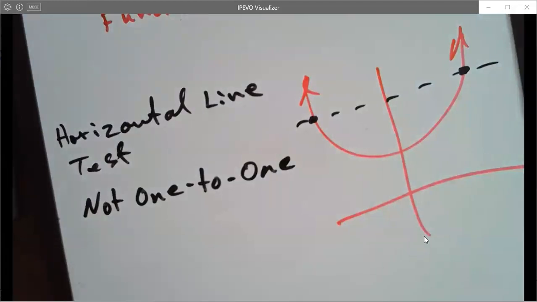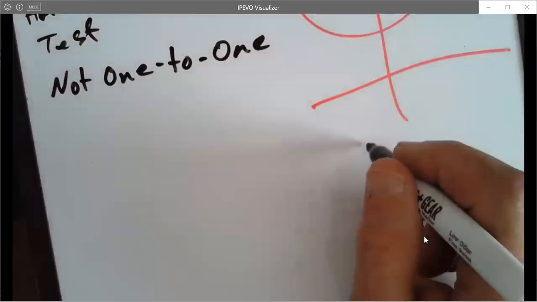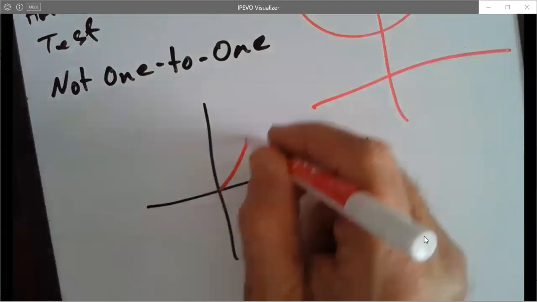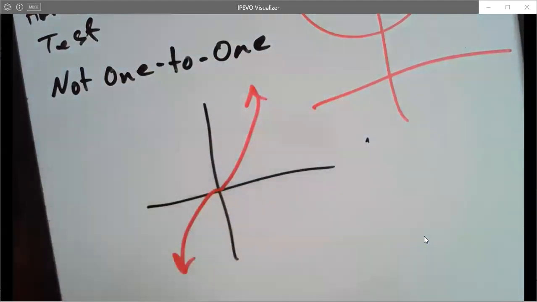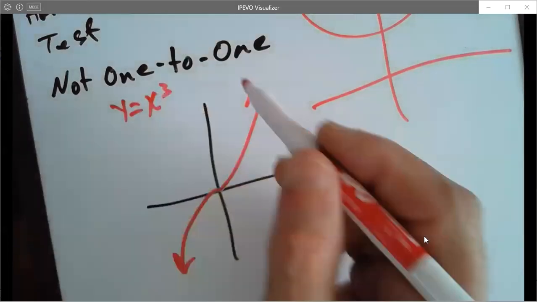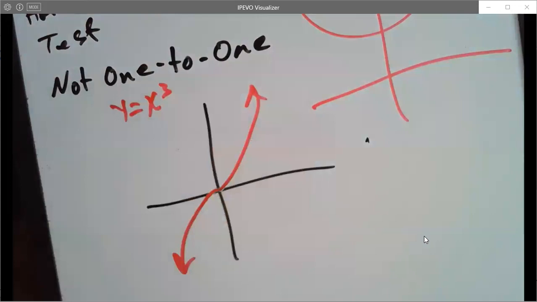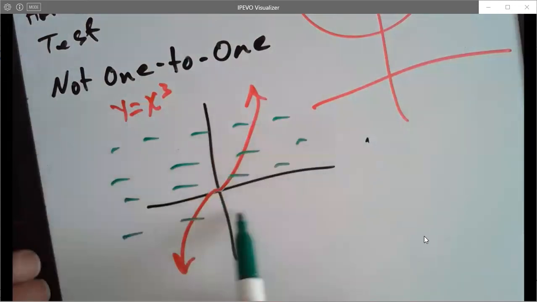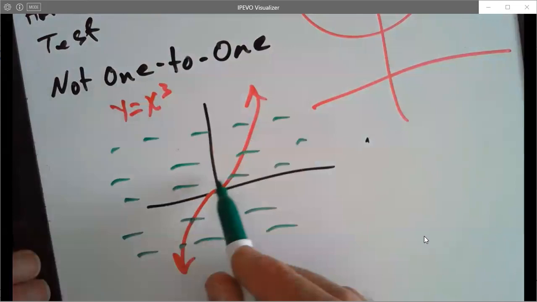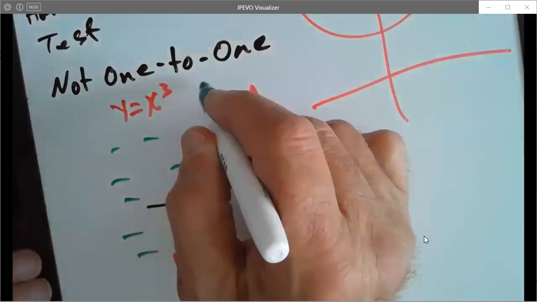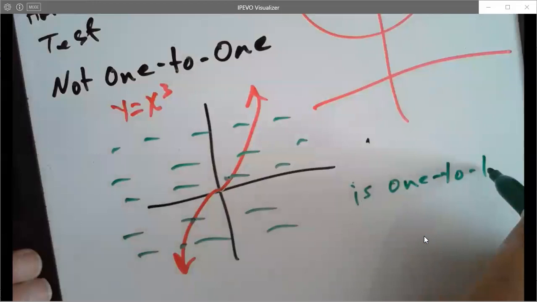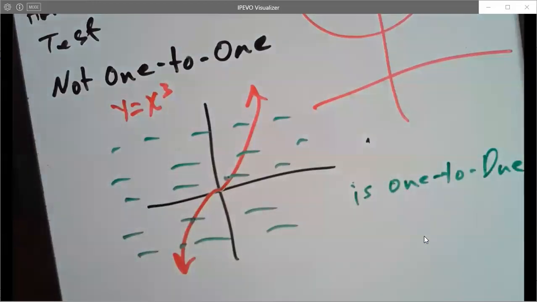Well, what does a graph that is one-to-one look like? Let's say that we had a graph that looks like y equals x cubed. No matter where you draw that horizontal line, it's going to pass through only one point. So we can say that y equals x cubed is one-to-one. Okay, and so that's the horizontal line test.